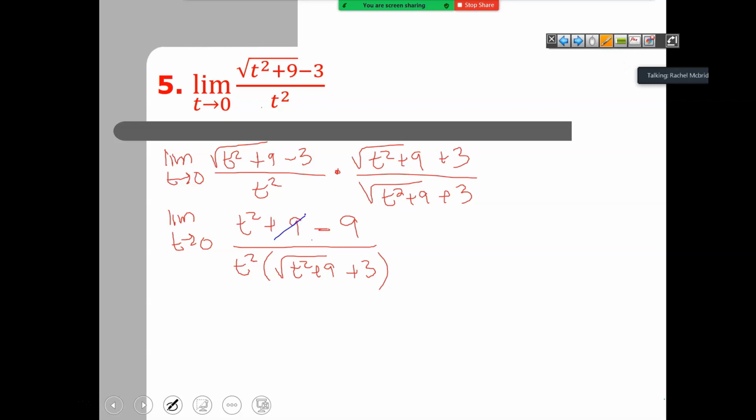So again, positive 9, negative 9 cancel. T squared over t squared also cancels. But what is 5 divided by 5? T squared divided by t squared is, yeah, so your numerator doesn't go away, it becomes a 1. Because the limit as t approaches 0 of 1 over the square root of t squared plus 9 plus 3. Now we plug in 0 for t.